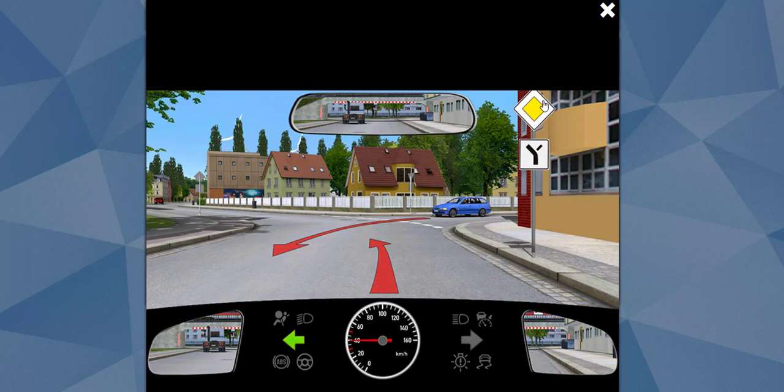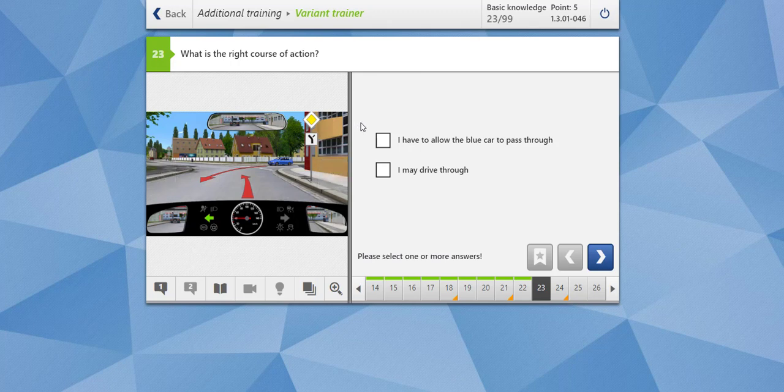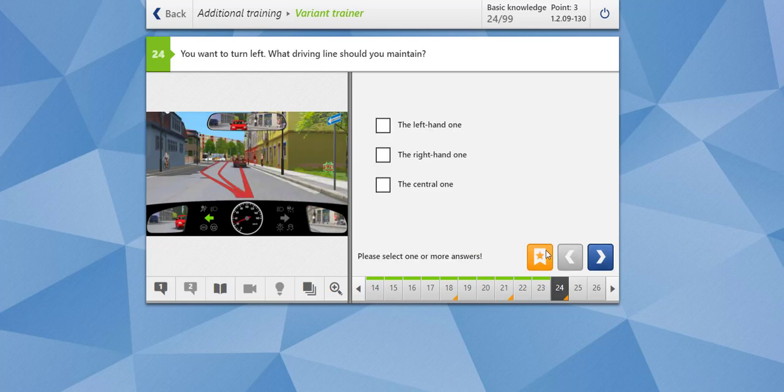An important thing is, whenever you see this priority sign and also the road markings, you always have to indicate in case you are turning towards right or left. So what's the right course of action? I have to allow the blue car to pass through? No, I may drive through. This is correct. Let's check the answer. Our answer is correct. Moving to the next question.